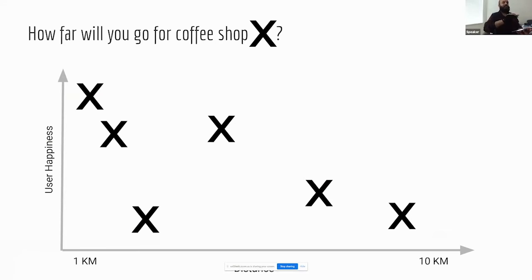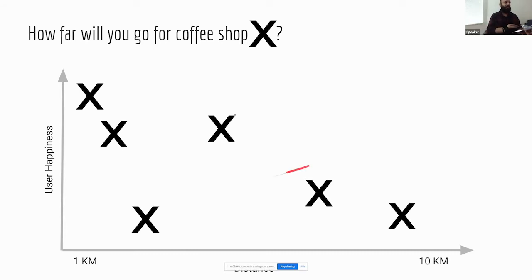Now, all you need to do is take all the data and put it on a diagram, put it on a graph. You're not doing anything else here. You're just marking how his experience, how user happiness, is changing with respect to the distance he's traveling to coffee shop X. Once you plot this graph, you see a pattern emerging. If you keenly observe, if you're traveling a lot of distance, it clearly indicates that you are not happy.